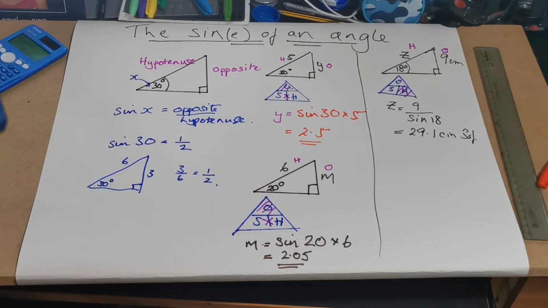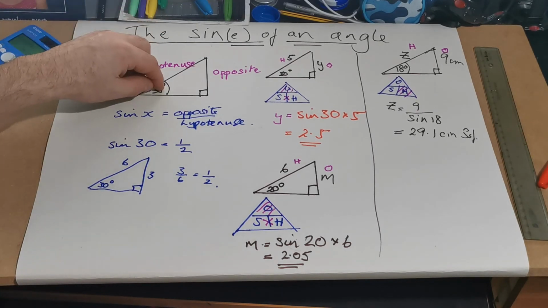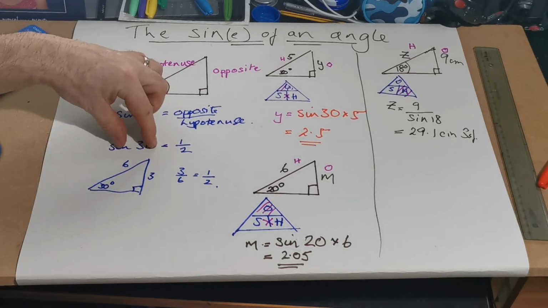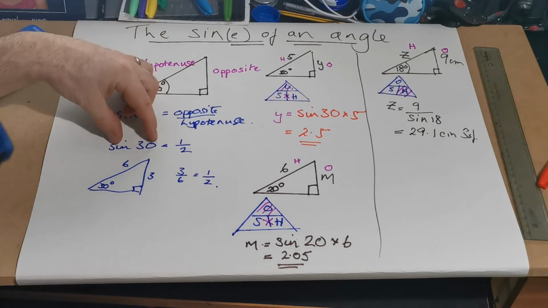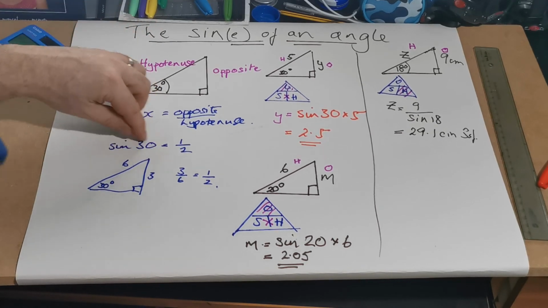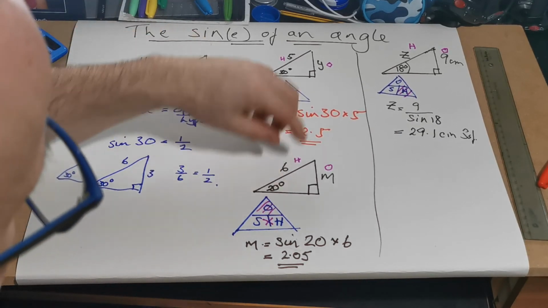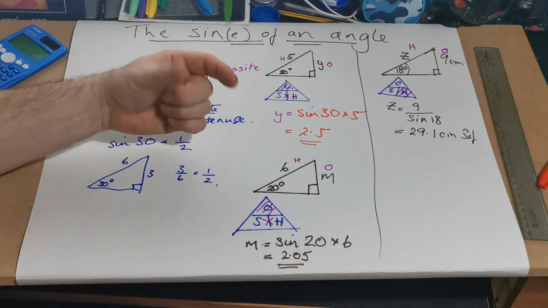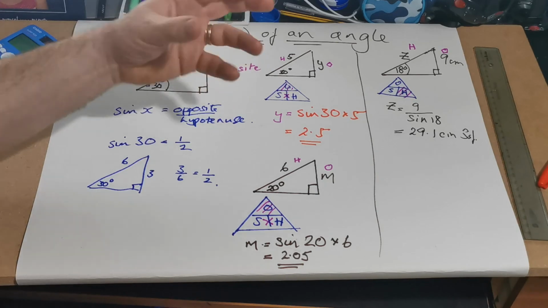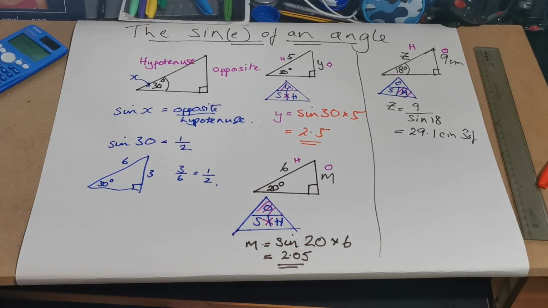And I want you to realise that sine is not a thing on its own. Sine is a property of the angle. So we have to have sine and an angle together. They can't be separated. So sine 30 is one thing, sine 20 one thing. Sine is nothing on its own. It is a property of the angle that it's attached to. And that's important to realise. Okay?